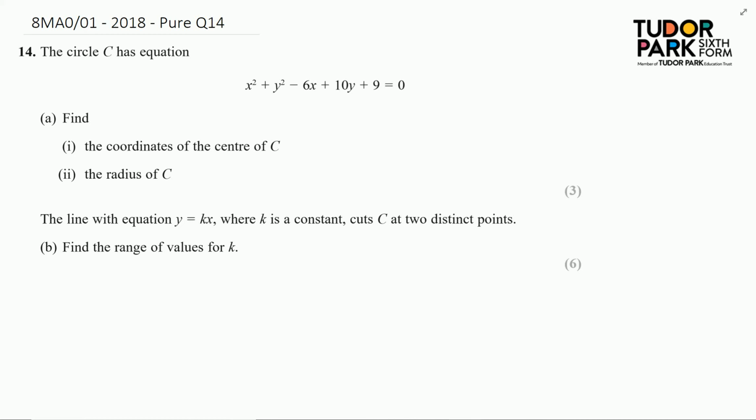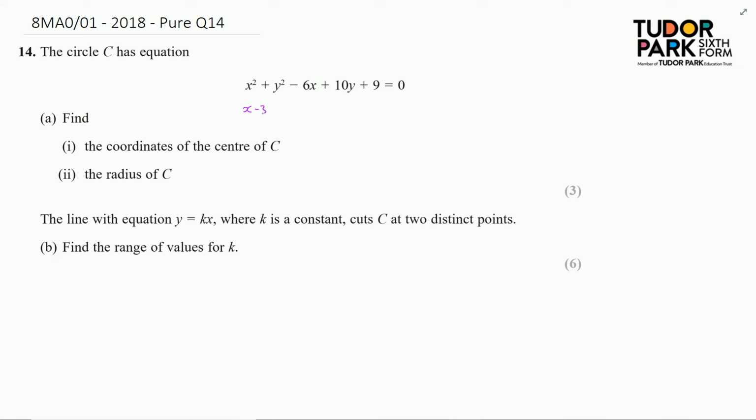Question 14, and we're now on to circles. When we see a circle equation, and we know this is a circle equation because I've got x squared, y squared, x's and y's, and no product term, as in x multiplied by y, the first thing I'm going to do is to complete the square for each part.